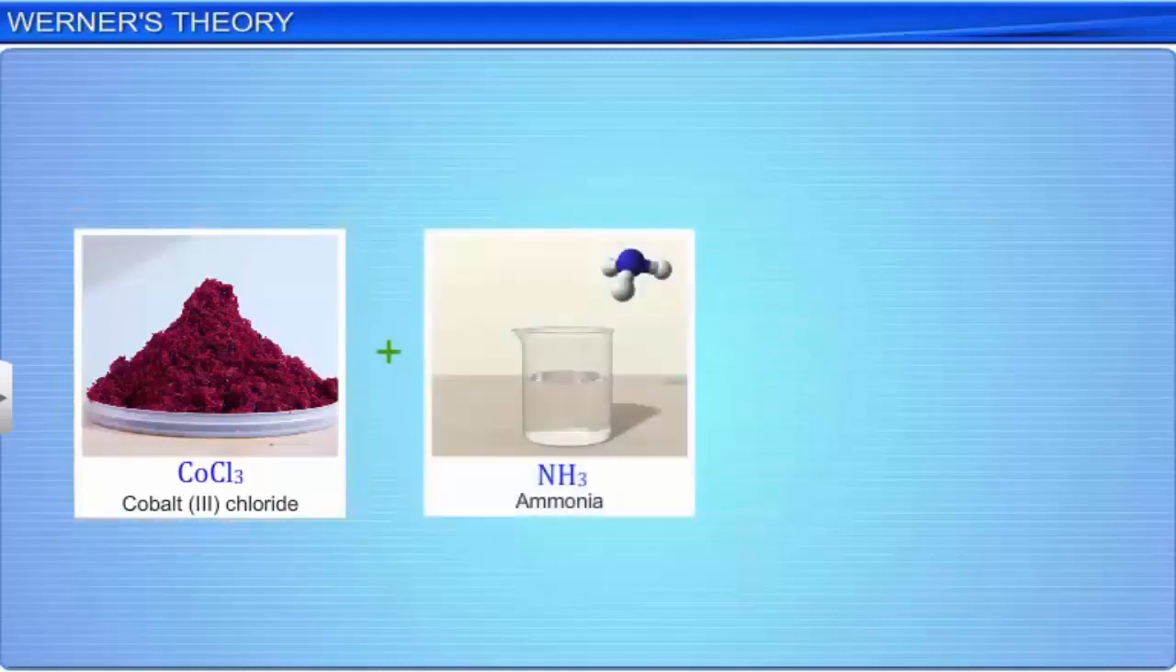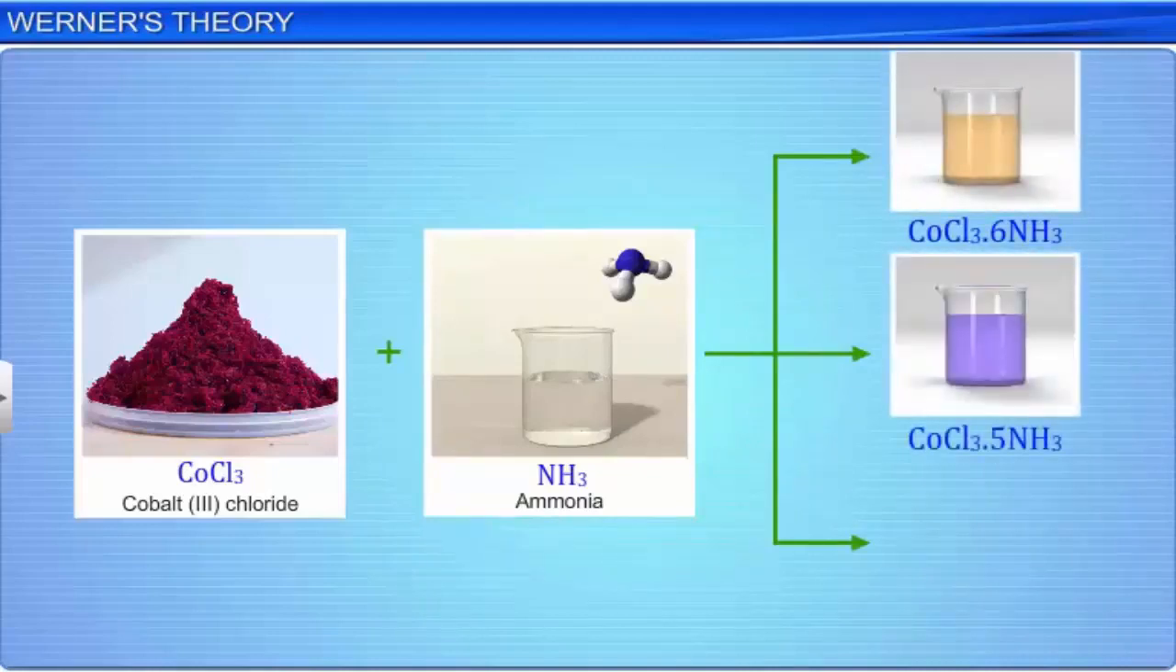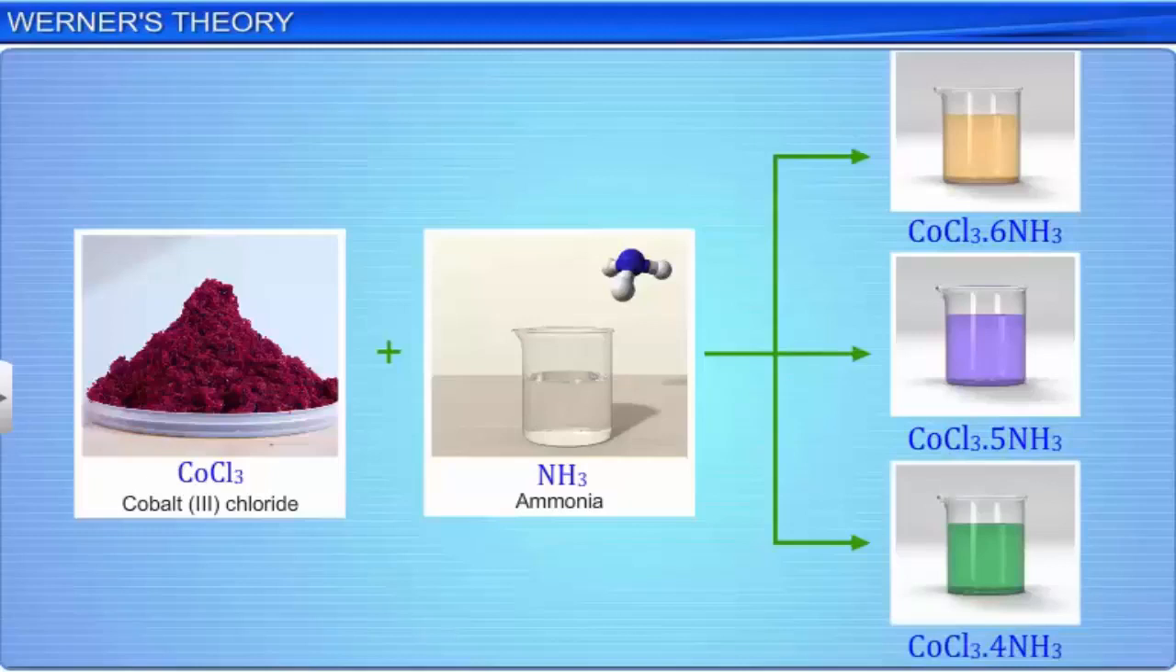Have you ever wondered why a stable salt, such as cobalt trichloride, combines with a group of stable, independently existing molecules, such as ammonia, to form new compounds like CoCl3·6NH3, CoCl3·5NH3, and CoCl3·4NH3 with entirely new properties?